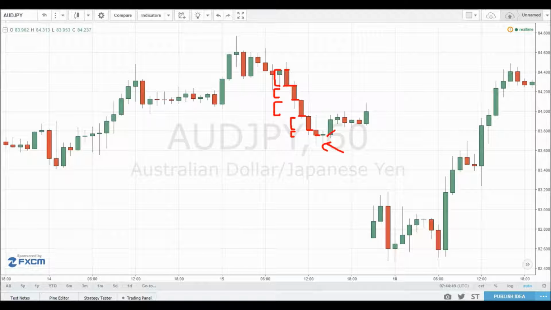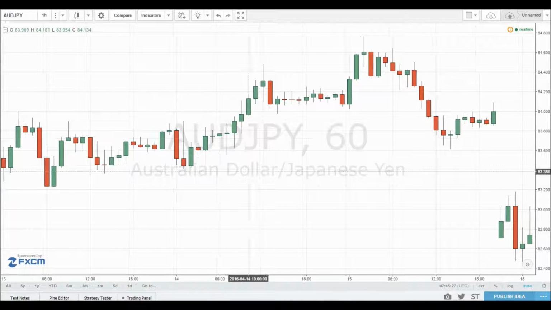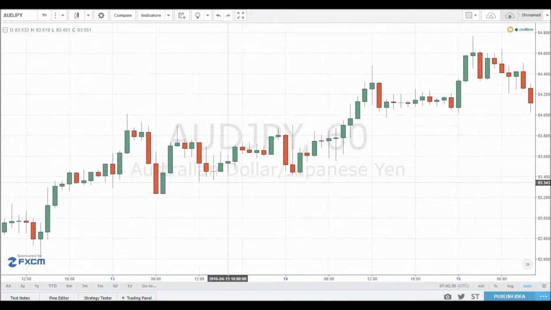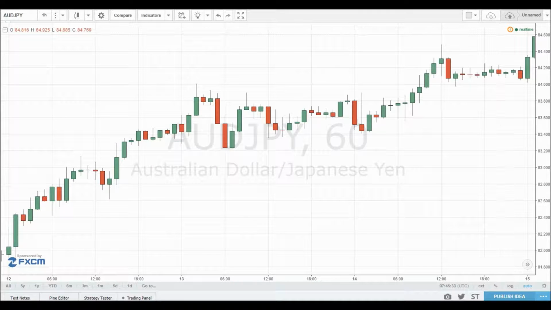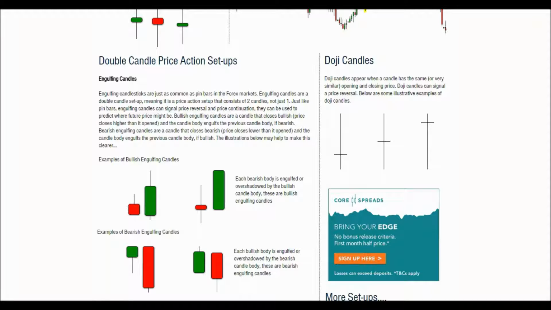And then we have the doji in reverse. The same here, if you look at the size of this candle compared to this one, the buyers are getting tired. Let's just see if we can find some more dojis. There's a doji there, but that one doesn't really work. Some dojis there. There's a doji here. So we come down, doji, reverse. What's next? Double candle price action setups.